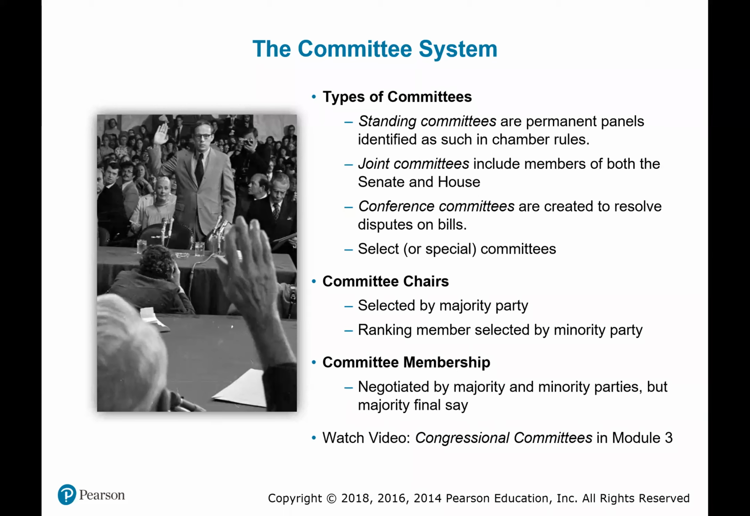The committee system is how anything gets done. And the types of committees, there's several. You have your standing committees, and these are permanent. So they're always going to be around regardless of Congress, whether it's the 117th or 118th or whatever.